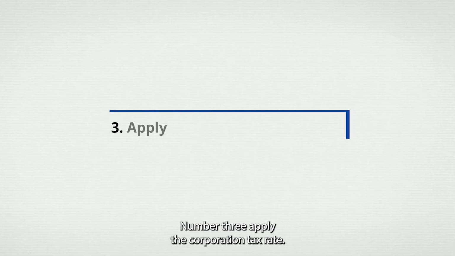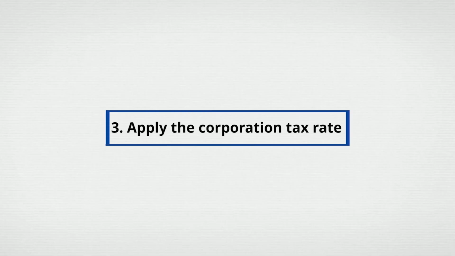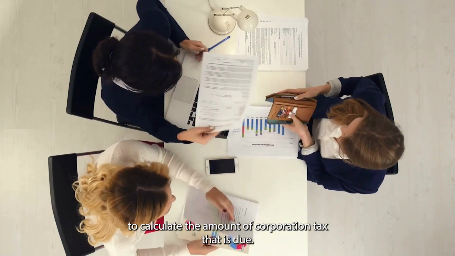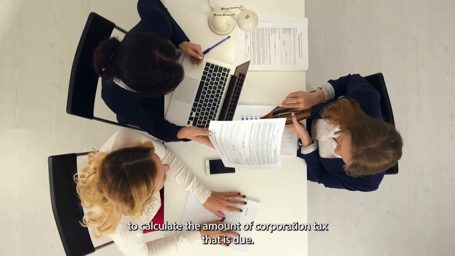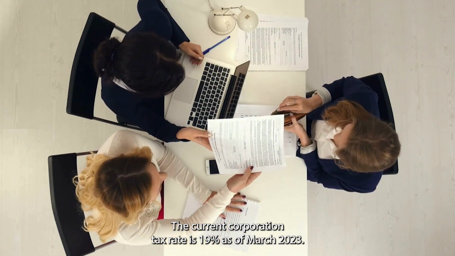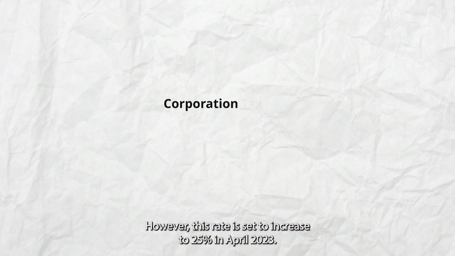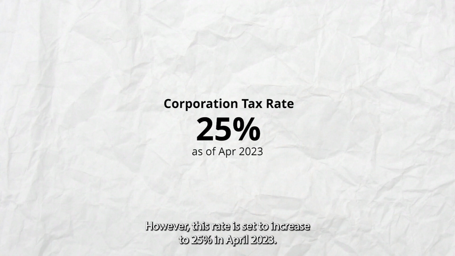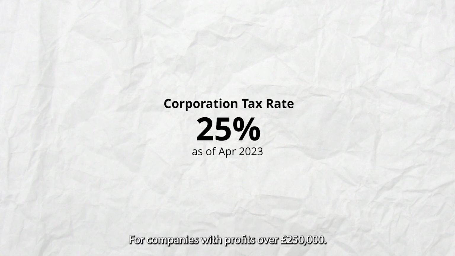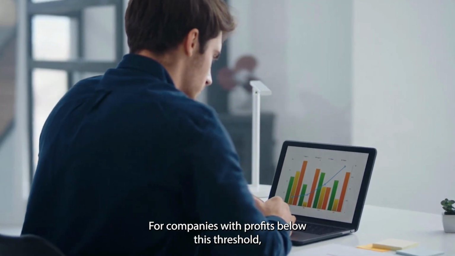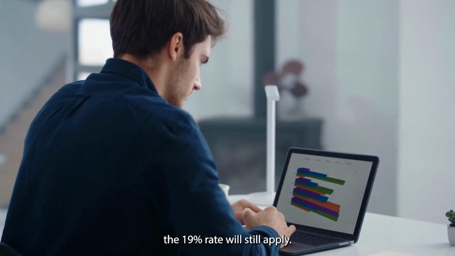Number 3. Apply the corporation tax rate. The corporation tax rate is applied to your taxable profits to calculate the amount of corporation tax that is due. The current corporation tax rate is 19% as of March 2023. However, this rate is set to increase to 25% in April 2023 for companies with profits over £250,000. For companies with profits below this threshold, the 19% rate will still apply.